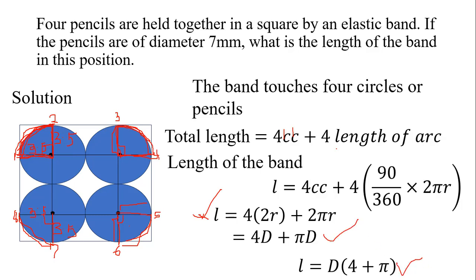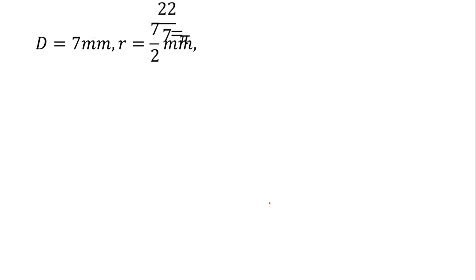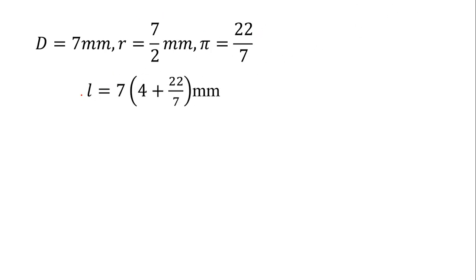Now I'm going to apply the first one, which I applied before, and that will give me this. My D is 7 millimeters, my R is 7 over 2 millimeters, my pi is 22 over 7, and that will give me the length of the band, which is 7 into 4 plus 22 over 7, close by a millimeter, and the answer is 28 plus 22, which is the same thing as 50 millimeters.